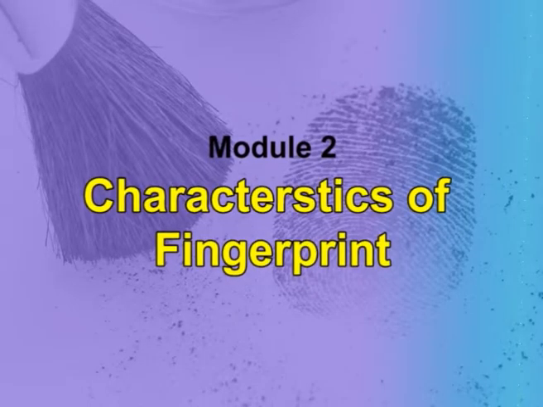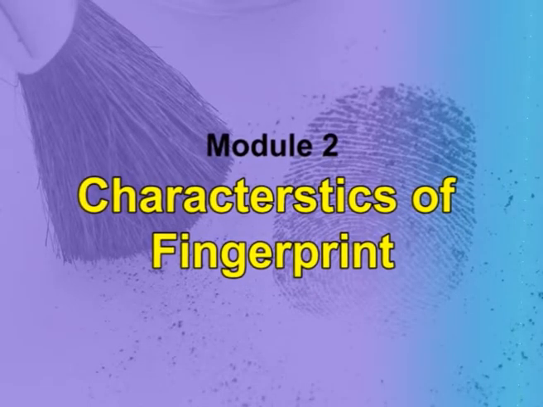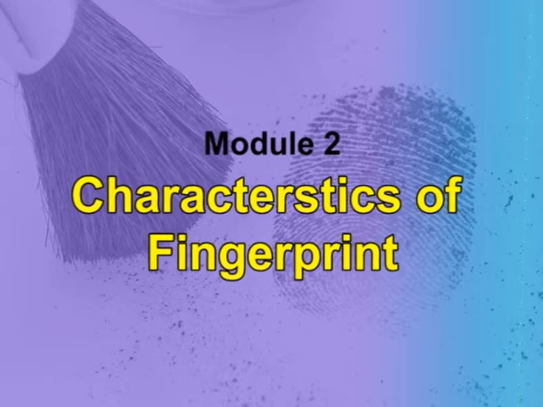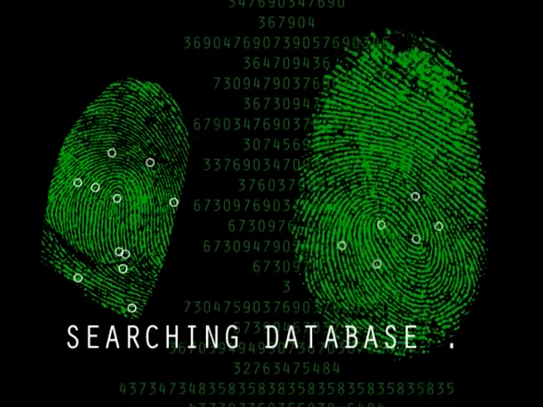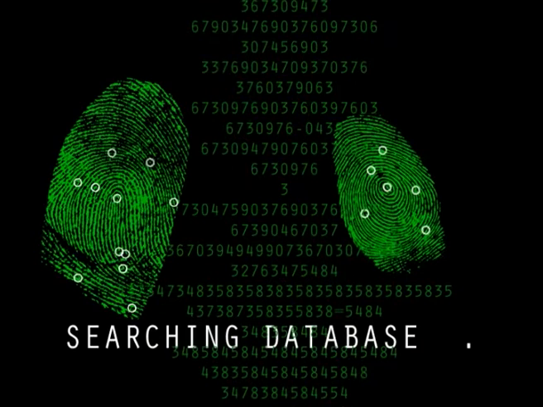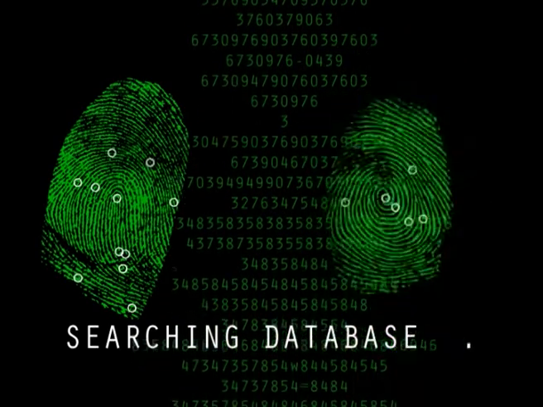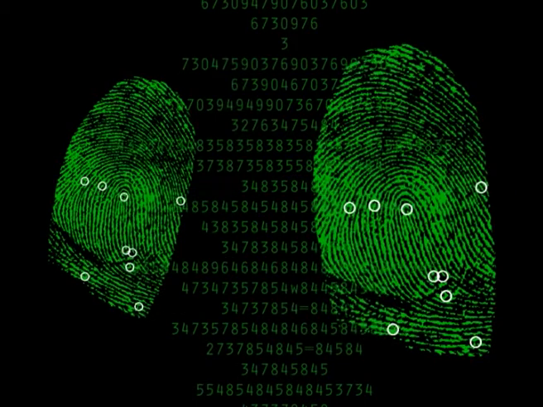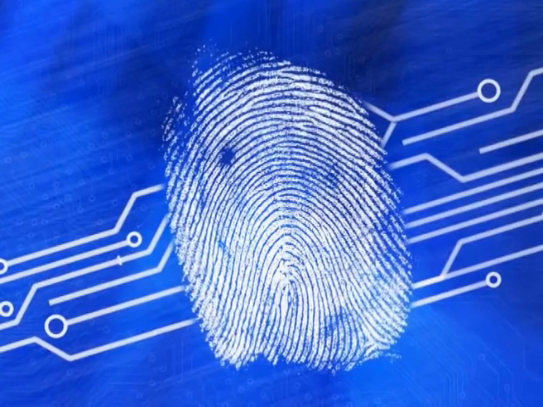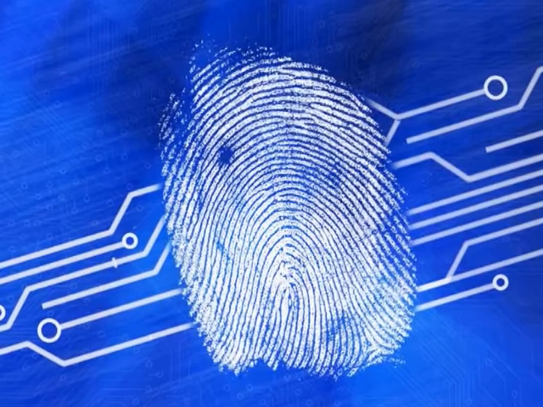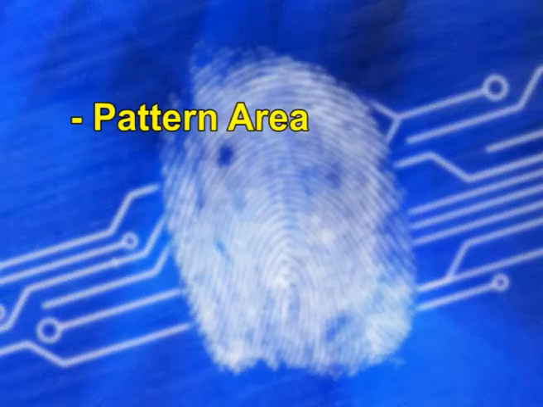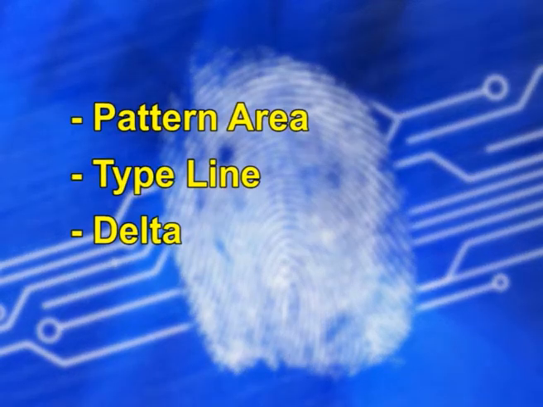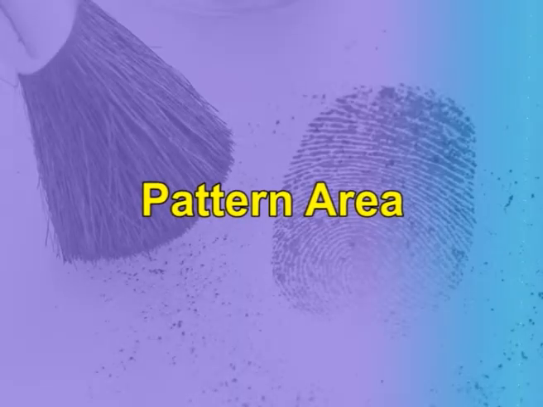Module 2, Characteristics of Fingerprint. Although it is true that each fingerprint is different from the other, yet all fingerprints have common characteristics among themselves. The common characteristics that make up these patterns are known as pattern area, type line, delta and core. First one is pattern area.